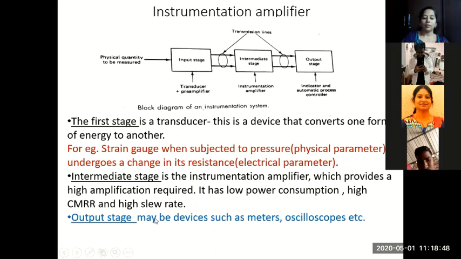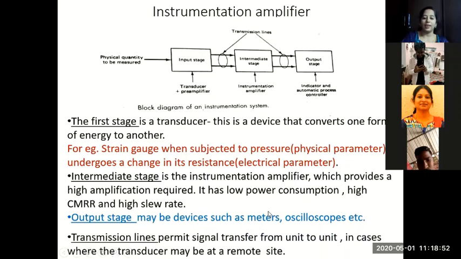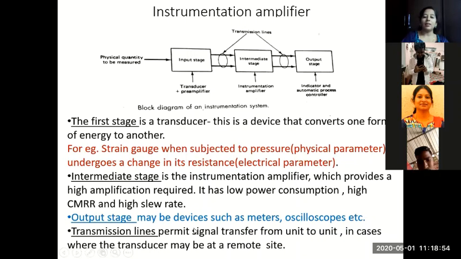And the output stage uses meters, oscilloscopes, any indicators. Transmission lines, as we know, permit transfer of the signal from one unit to the next unit, and especially it is needed when the transducer is present at a remote site. I told you in almost all industries that is needed.